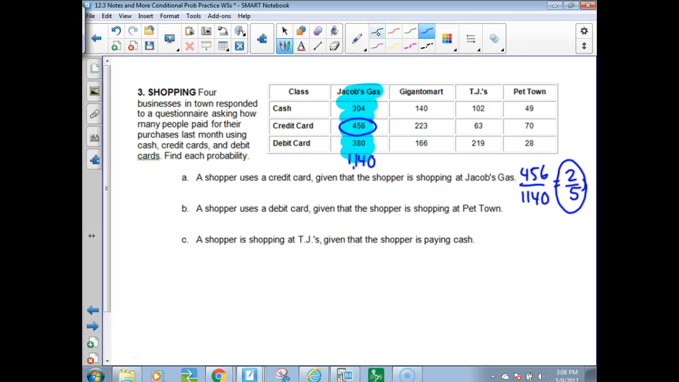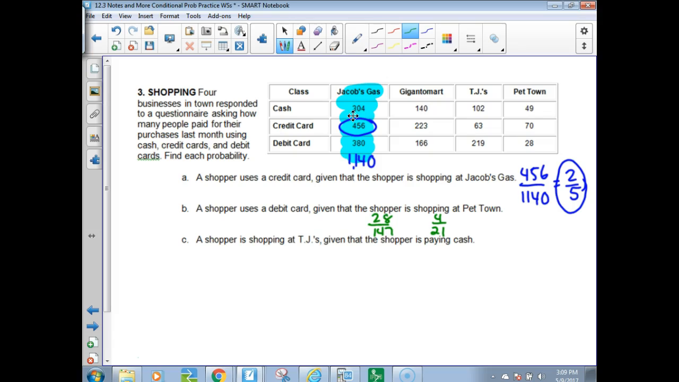This one was shopping at Pet Town. Now, I saw almost all the right answers for Part B. So let's see if anybody needs me to explain further. This one was 28 out of 147. Okay, and I saw almost everybody had this reduced to 4/21. Questions about B?